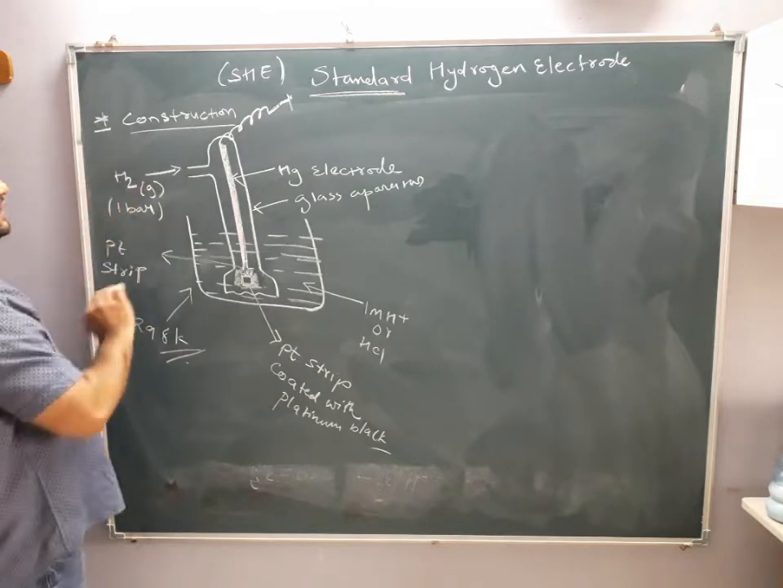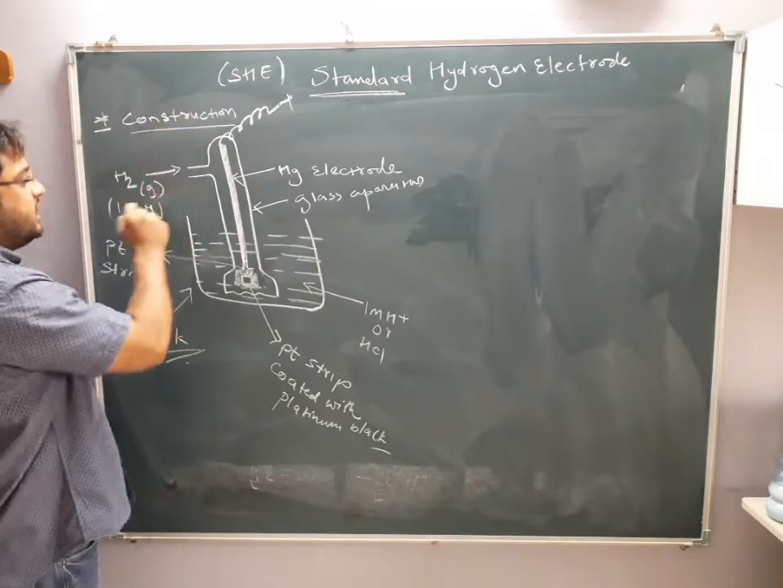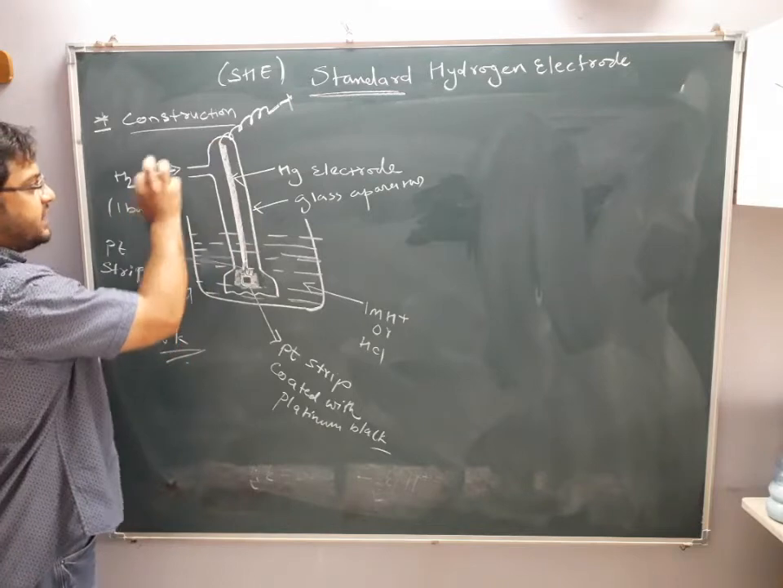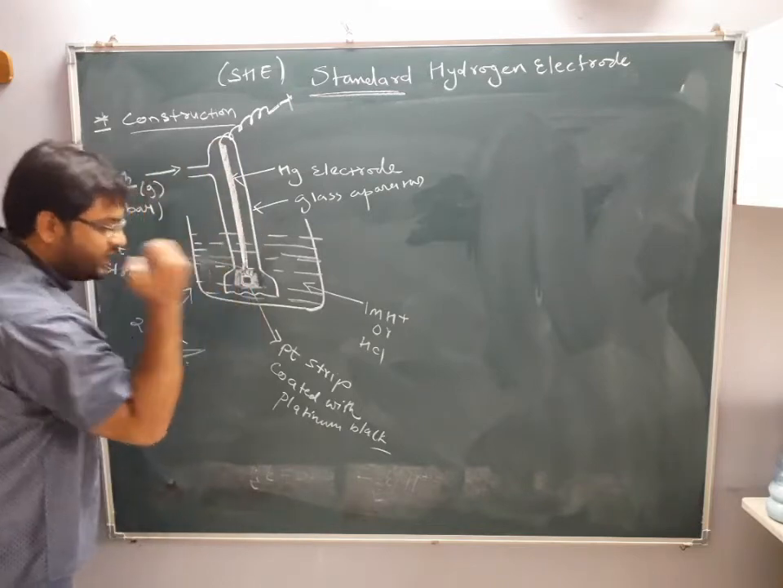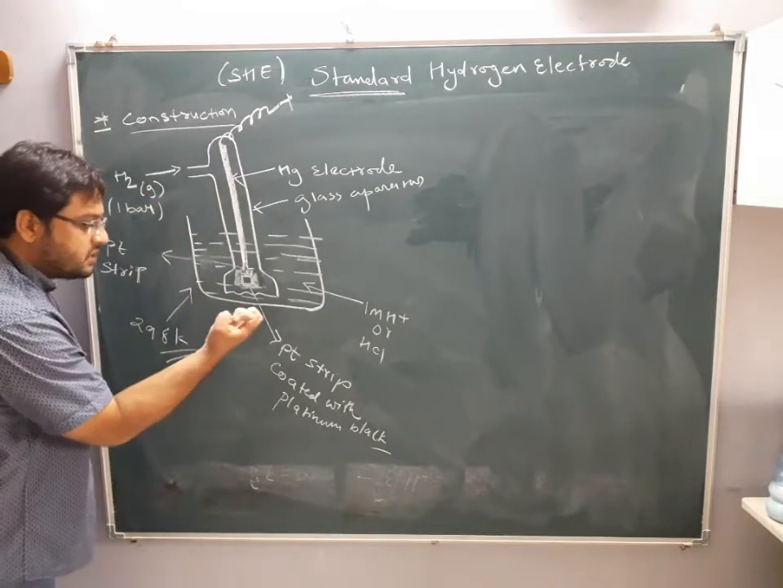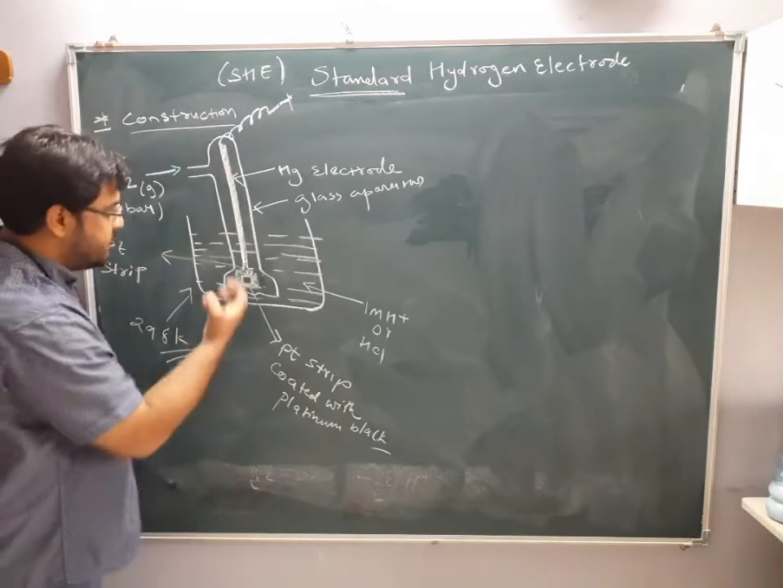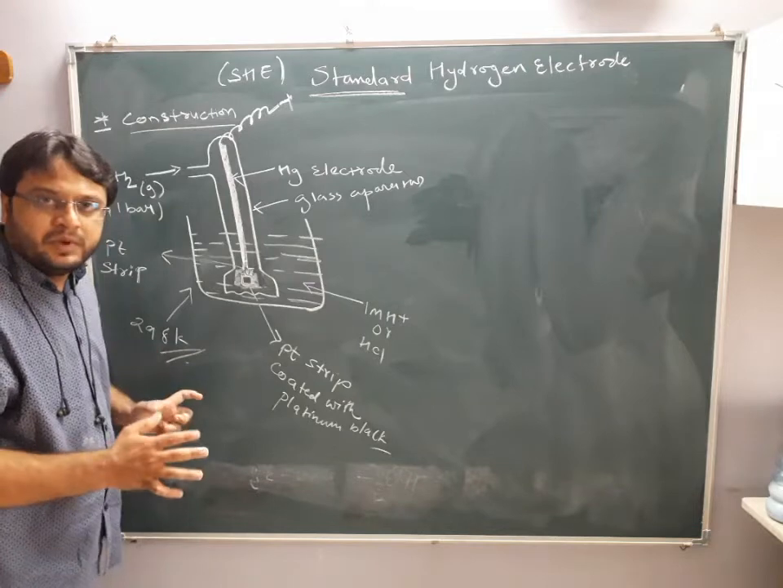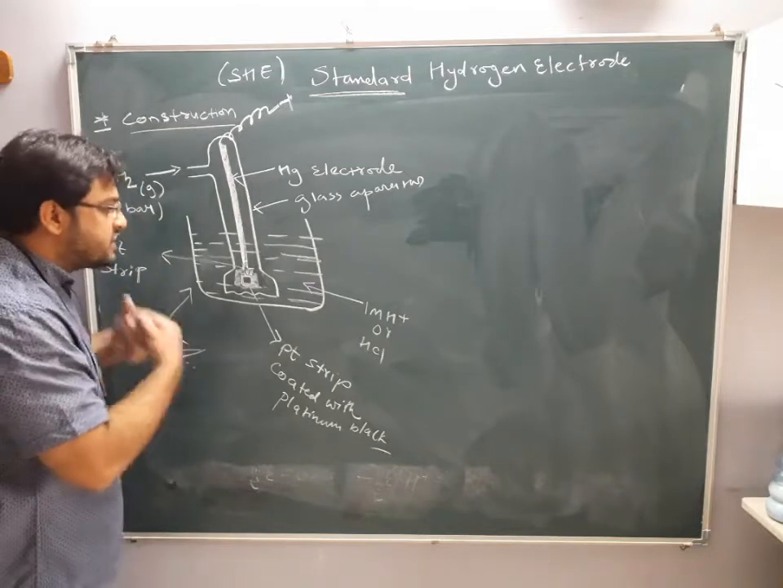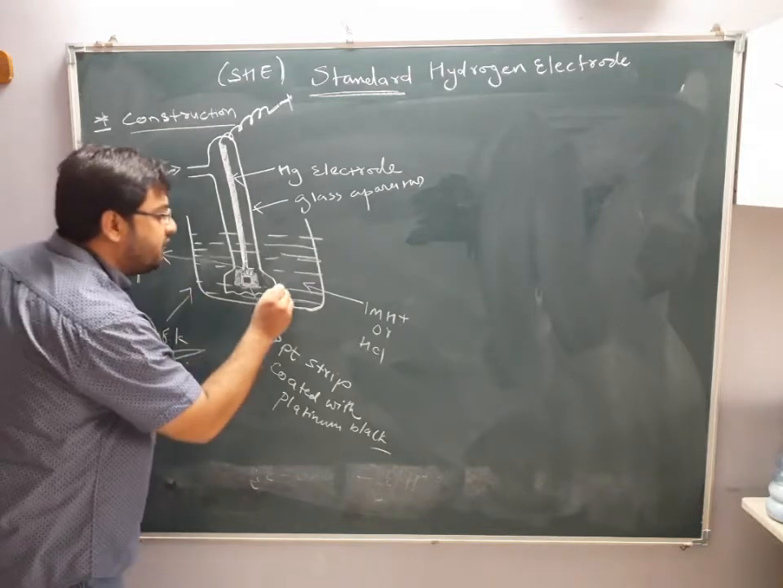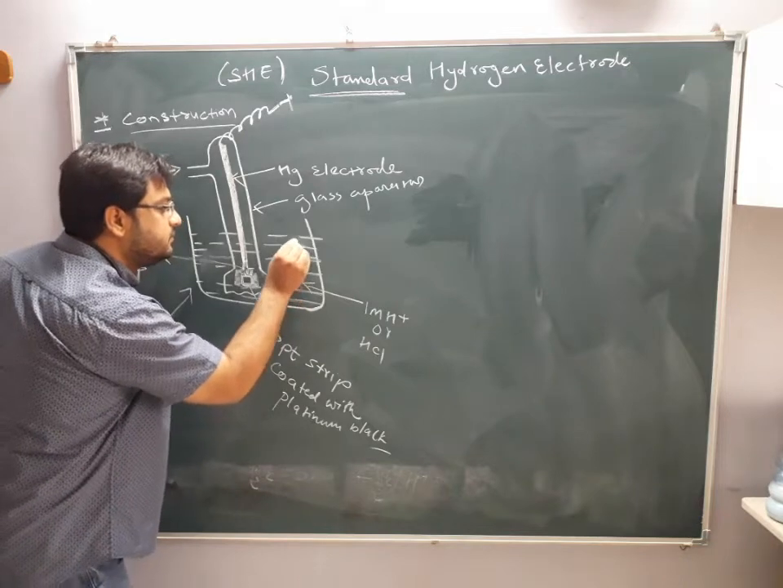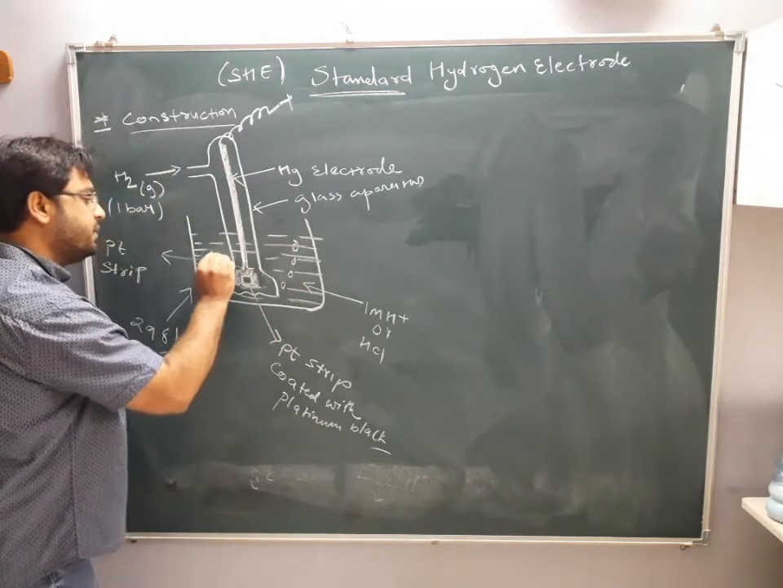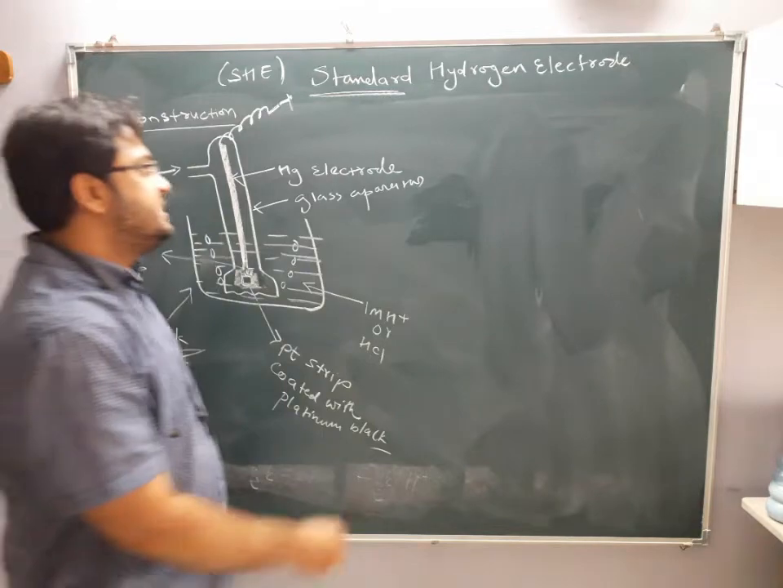From here hydrogen gas will come. From here hydrogen gas will enter. It will enter from here and will come to what? Platinum strip. Here the platinum strip will absorb the hydrogen. As I told you, the platinum strip will absorb the hydrogen. How much hydrogen can it absorb? It will absorb some. The unabsorbed hydrogen will start to release in the solution. So we will find certain bubbles. Clear this part? We will find certain bubbles. Now what will you see? Now we will see the reactions.